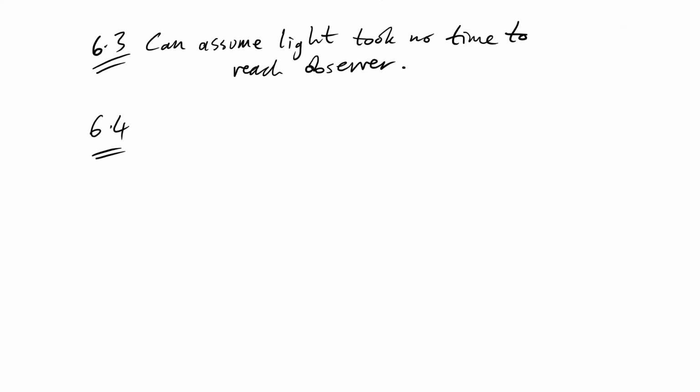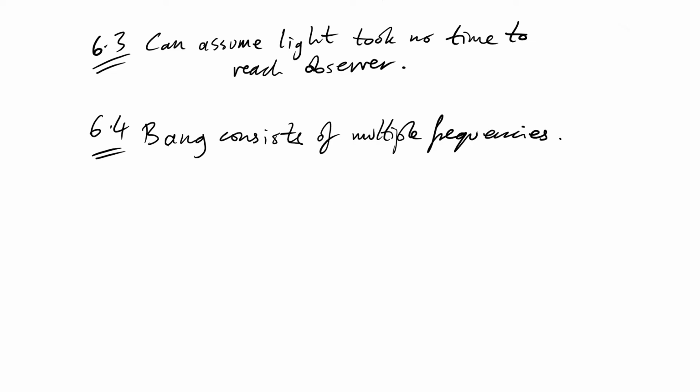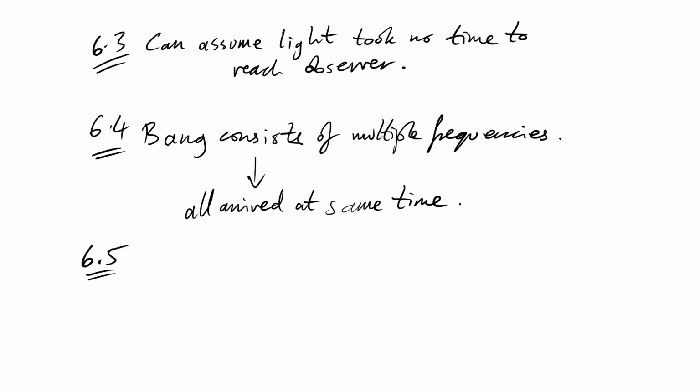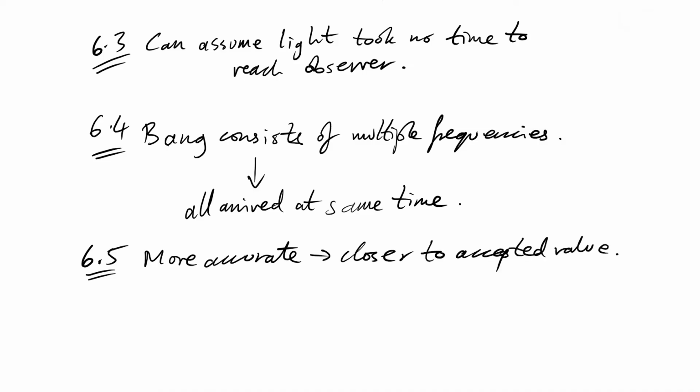So how could we conclude that speed isn't dependent on frequency? If you hear a bang, that consists of multiple frequencies. It's not just one sound being made. And it's not like he heard one part of the bang, then another part of the bang; it all arrived at the same time. So how was the value better from Borelli and Viviani? It's more accurate because it is closer to the accepted value that we know and love.